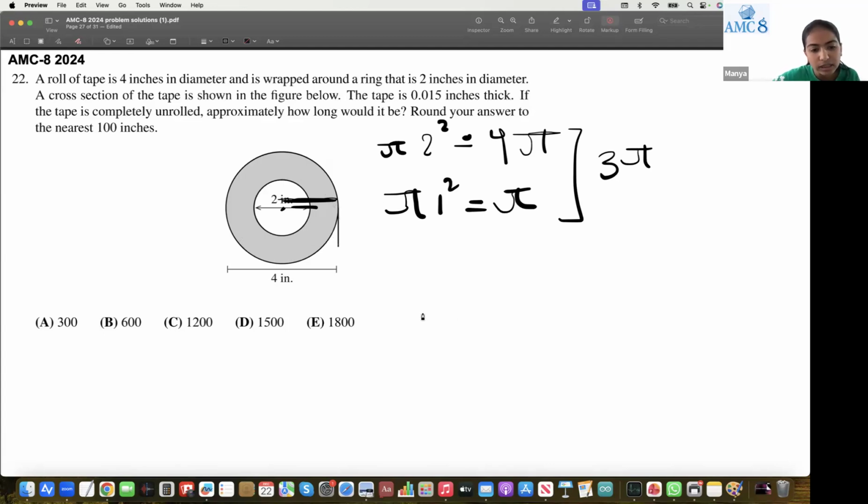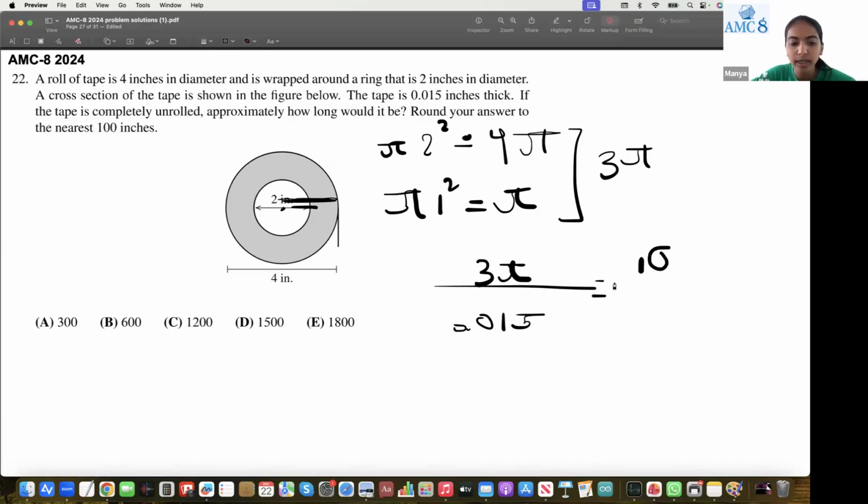But now we know that we have to do 3 pi divided by 0.015. And we do this because we need to find the total length of this. So how many of this 0.015 would fit into 3 pi? 3 pi is approximately equal to 9, but it can also be equal to 10, so between 9 and 10. Let's just write 10 because 10 is just easier to work with. So 10 by 0.015.